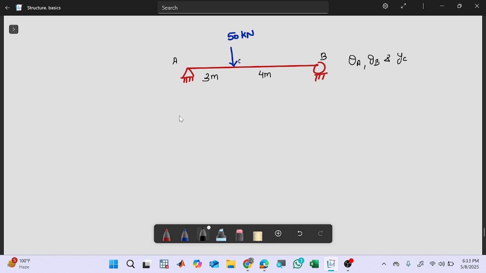So the first step will be determining the support reactions. If we solve for the support reactions, we know that RA will be equal to 50 into 4 divided by 7, that is 200 by 7 kilonewton, and RB will be equal to 50 into 3 divided by 7, that is equal to 150 divided by 7 kilonewton.